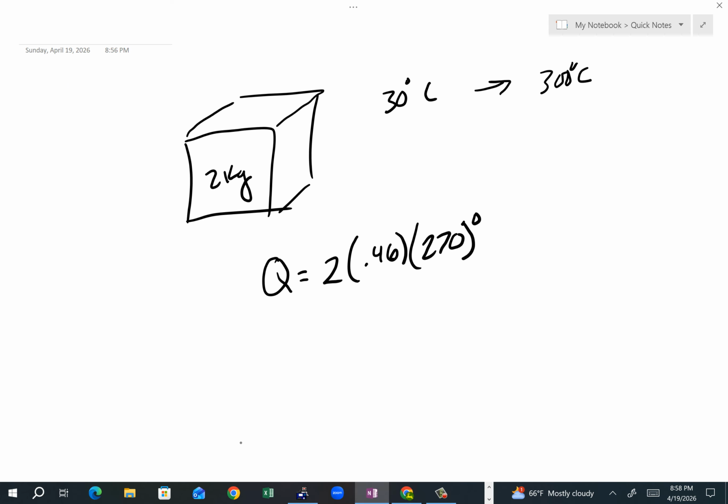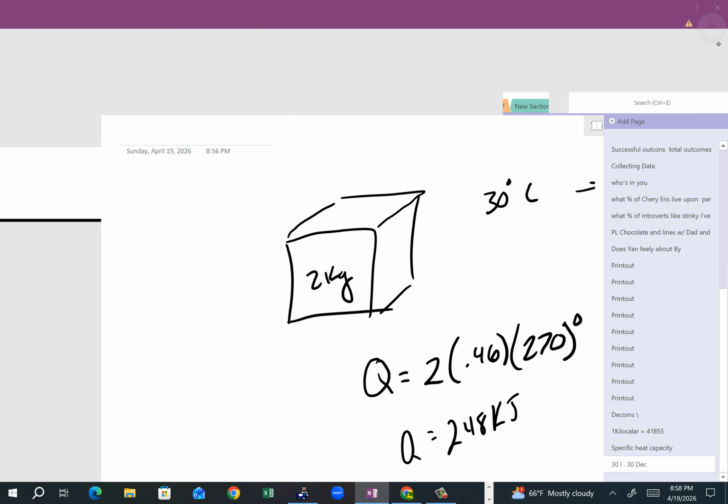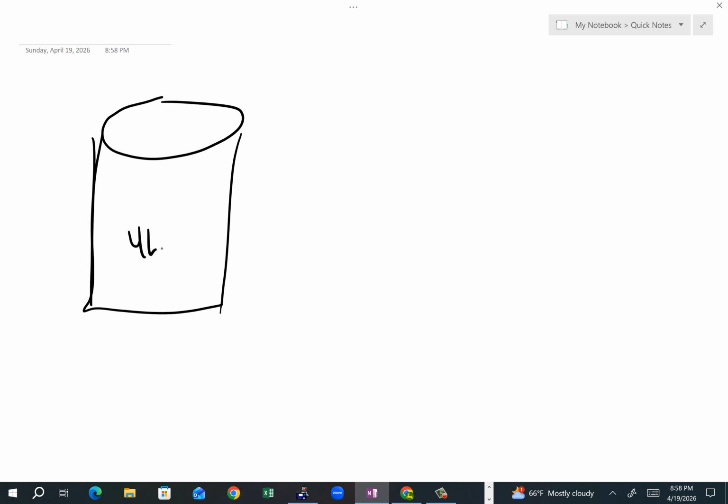So you get 248 kilojoules would have to be added to raise it that much to that temperature. Okay. Let's say you had some water and you had 4 liters of water. Remember, 4 liters is equal to 4 kilograms. That's one thing that they got right about. Other than that, I don't like the metric system, but whatever.